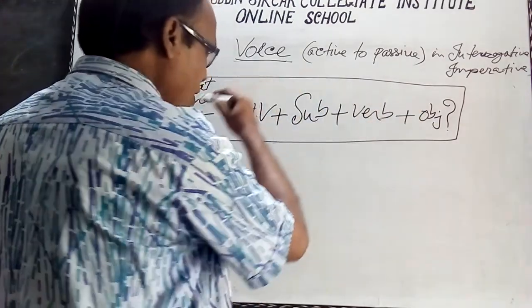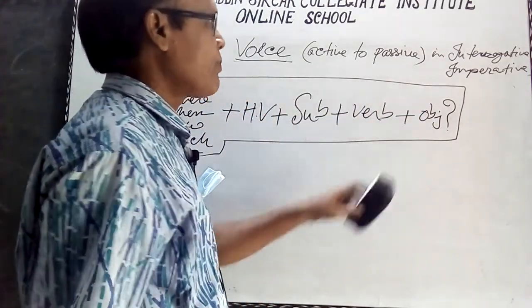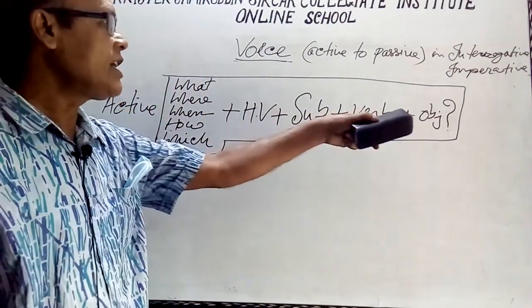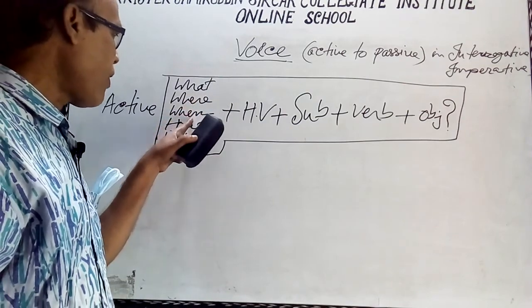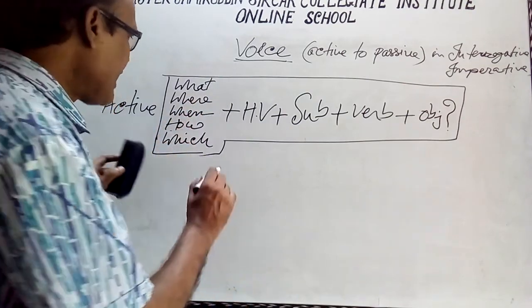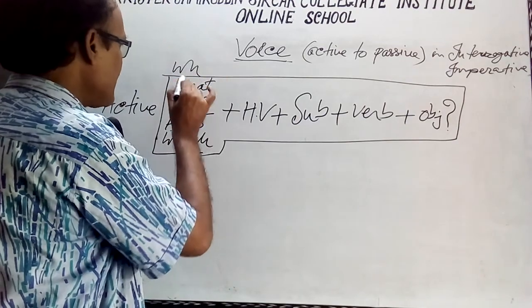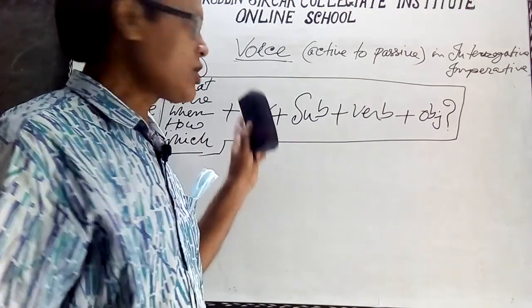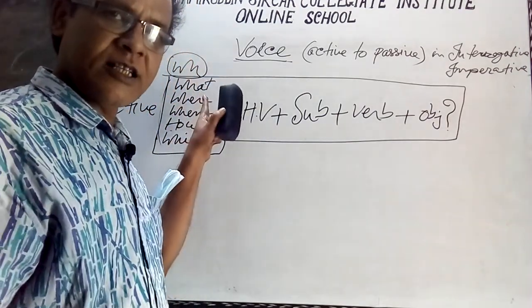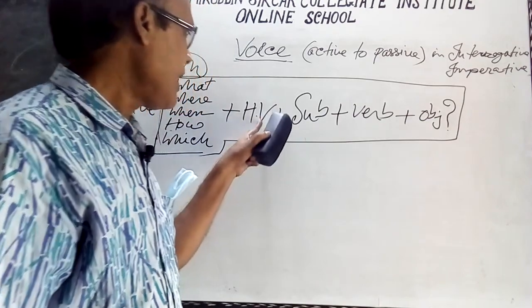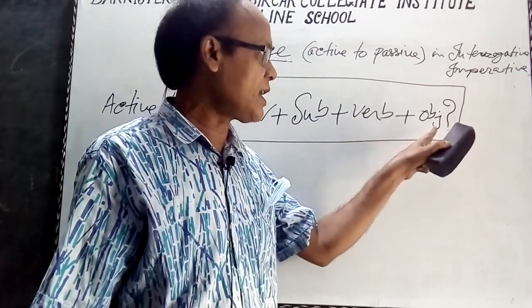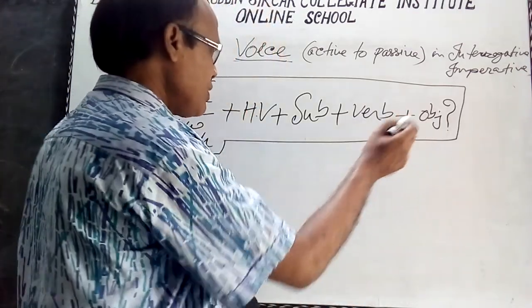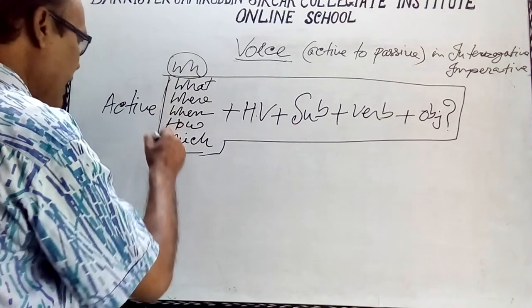So how can you change this voice into passive? This is the interrogative form. When the sentence begins with what, where, when, how, who, these are WH questions. All these are called WH questions. So if the sentence begins with the WH word, then helping verb, then subject, then verb, then object, this is the interrogative form, active voice.